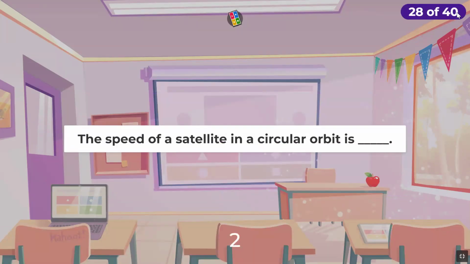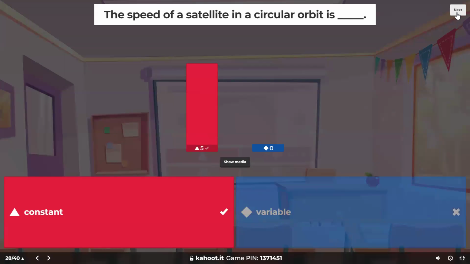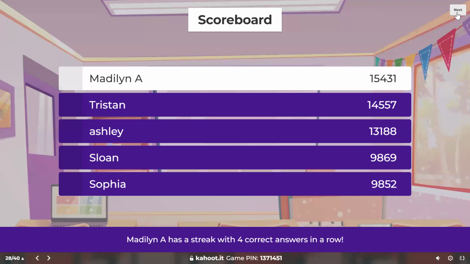Speed of a satellite in circular orbit. Yeah, constant speed. There you go. Constant speed. So root GM on R, constant speed.